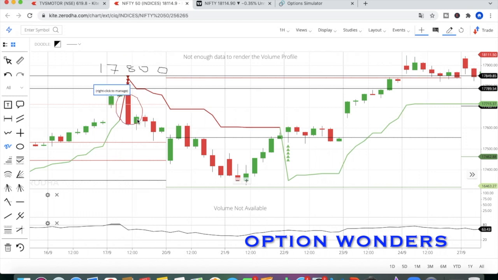We will be entering here, right? We will be entering in this area. So let's see what is the price. This will be in the 17,650 range. 17,650 is the spot price.